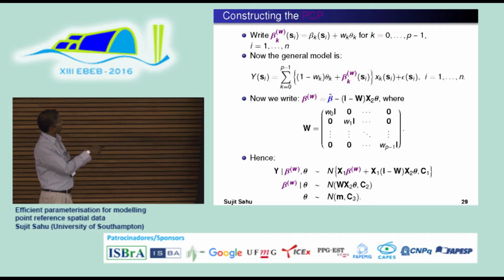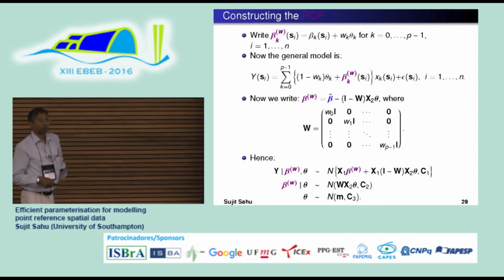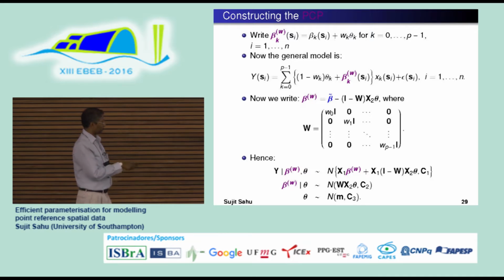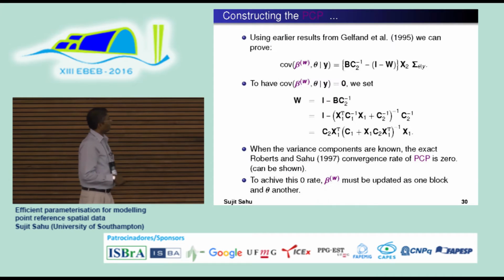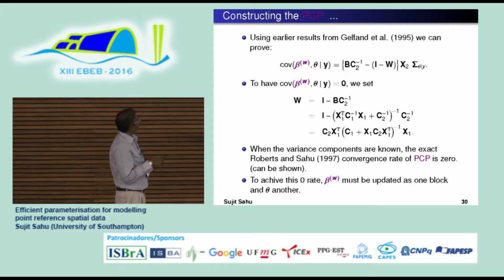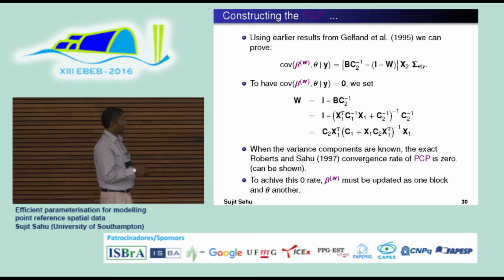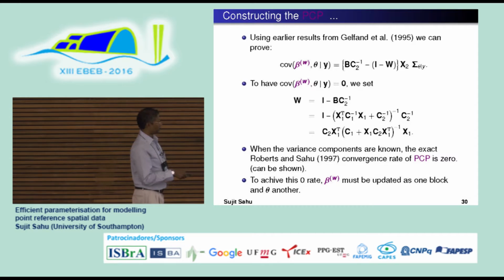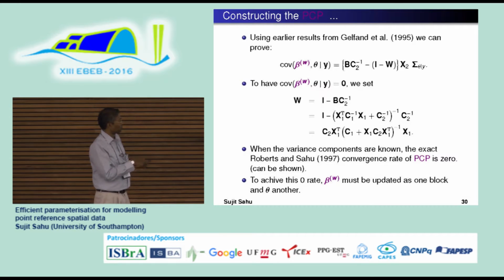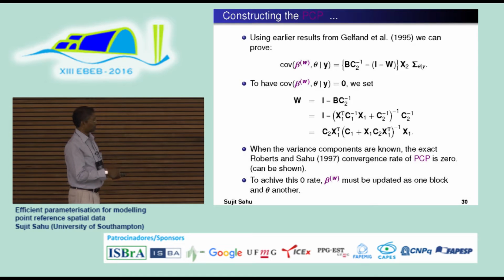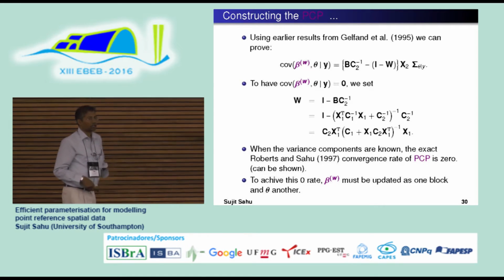And we can construct the PCPs. We can manipulate these matrices, write down the PCPs, and the PCPs would look like this. And then we can optimize the PCP, like set W equal to this, and then when the variance components are unknown, the exact convergence rate of the PCP can be shown. So that's what we have, and to achieve this, beta W must be updated as one block and theta as another.